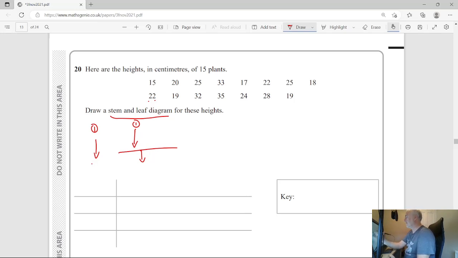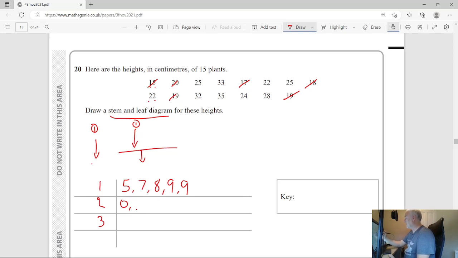Okay, so on this one, 15 plants, we've got 1 5. Is that the smallest? Yes, it is. So 1. What else have we got? 2, 3. We've got 20s and 30s. So that's going to give me 2. That's going to give me 3. So 15, 1 5. Put a comma. Look for the next smallest. We've got 17, then 18, then 19, then 19. So we've got 20.